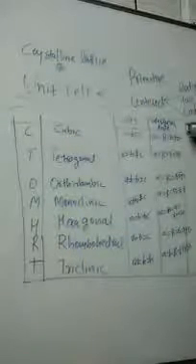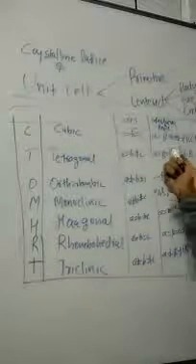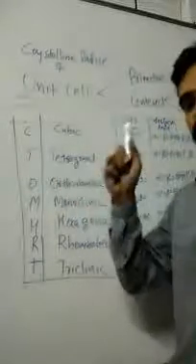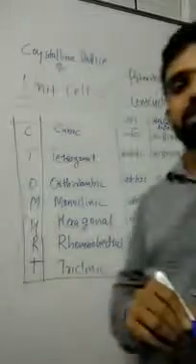How? Let me tell you. The arrangement for cubic can be primitive, body centered, and face centered. Tetragonal can be primitive and body centered. Orthorhombic can be primitive, body centered, face centered, and end centered. Monoclinic can be primitive and end centered. All others are possible by primitive only. That is, cubic can be primitive cubic, body centered cubic, and face centered cubic. Tetragonal: primitive tetragonal and body centered tetragonal. Orthorhombic: primitive, body centered, face centered and end centered orthorhombic. Monoclinic: primitive monoclinic and end centered monoclinic. All the seven are possible with primitive.